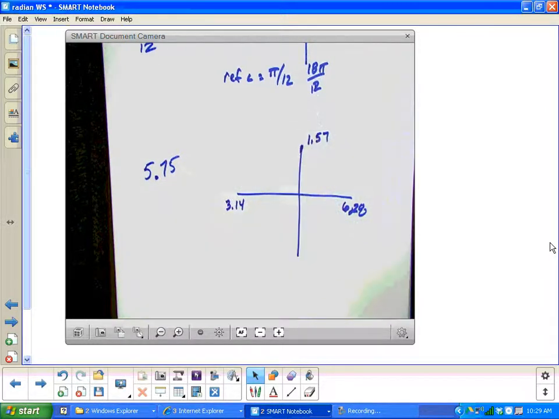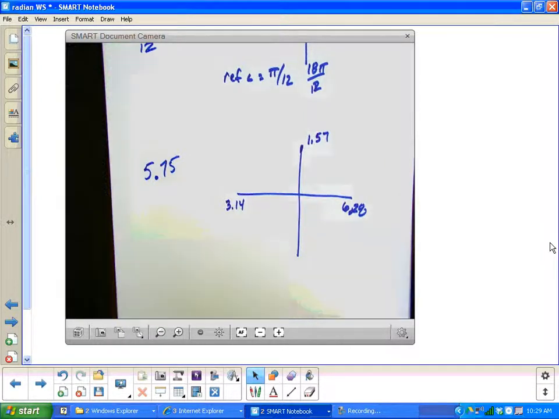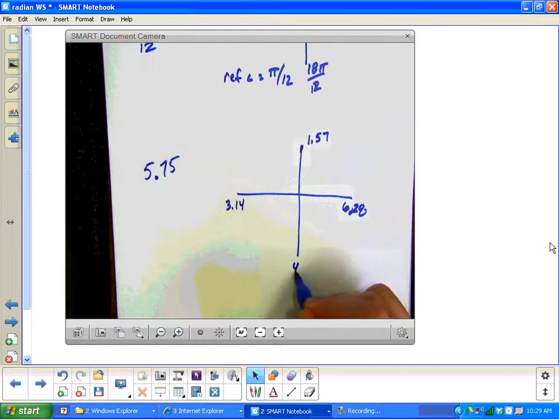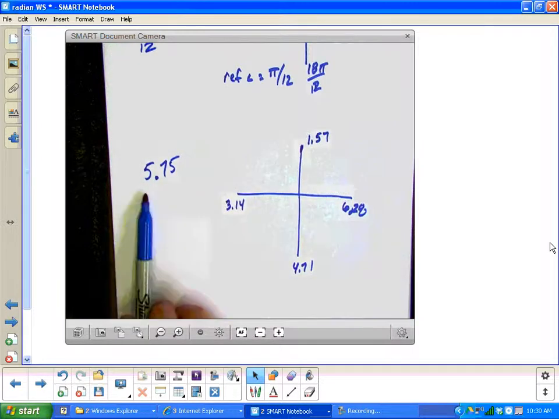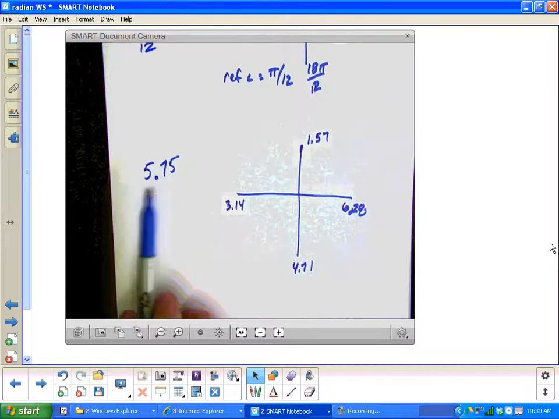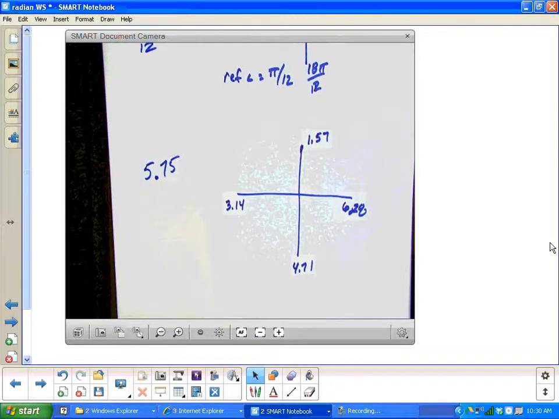And then this value would say 3.14 and add 1.57. Okay, let's see, 3.14 plus 1.57 is 4.71. Okay, now can you tell me where 5.75, what quadrant it's going to be in? It's going to be in the fourth.